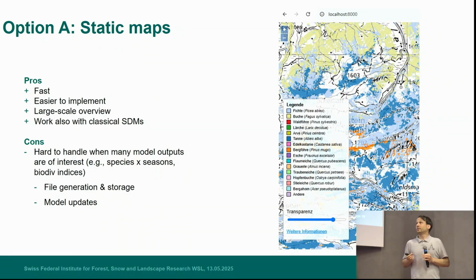So the advantage of such a solution is that you can zoom in and zoom out very fast as a user. You get a large-scale overview, and essentially you can map any property, right? You just need a map. However, if you have a deep SDM that gives you a prediction for thousands of species for each day in the season, you would have to generate tons and tons of maps in order to really capture the entire flexibility of the model. And if you want to update the model because you have better predictors, you would have to do the whole exercise again. So it's not really flexible to handle highly diverse models or models with a diverse output.